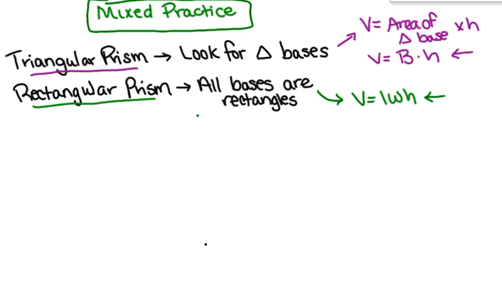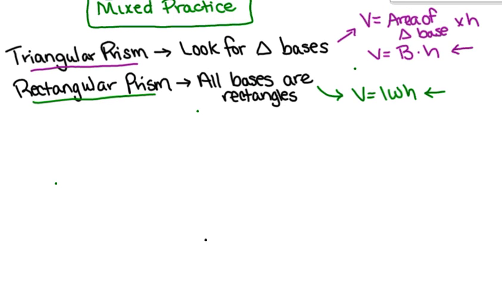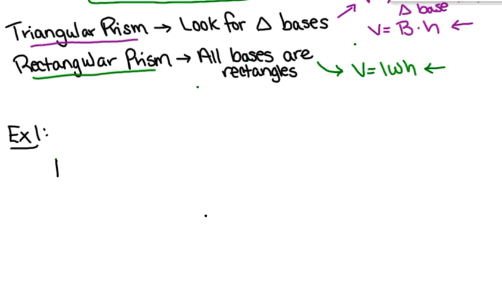It's kind of like trying to play golf with a football. It won't work very well if you try to use the wrong formula for the wrong prism. All right, so let's go ahead and take a look at how this might look. The first example that I'm going to start with, and you're going to go ahead and draw this on your paper too. I'm going to start with a figure that looks like this.